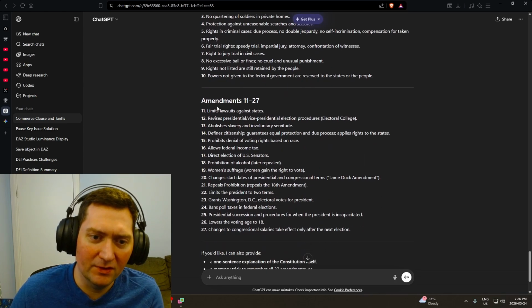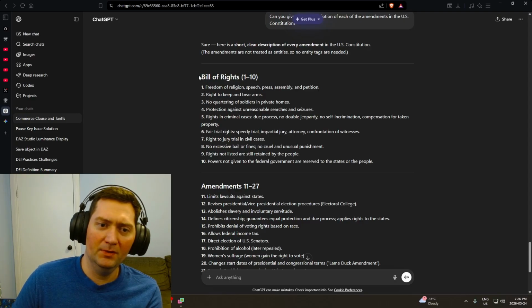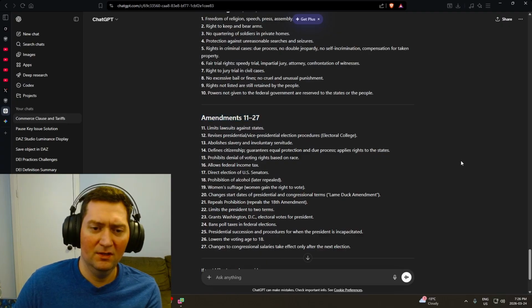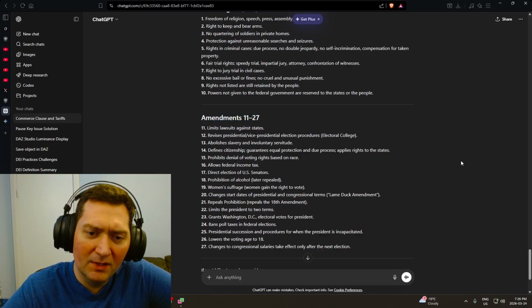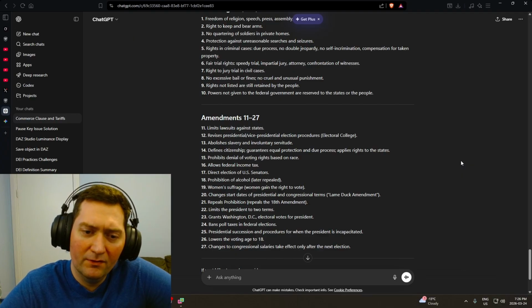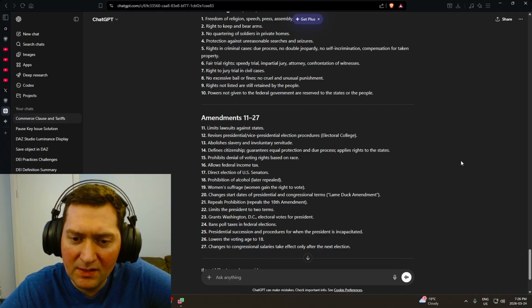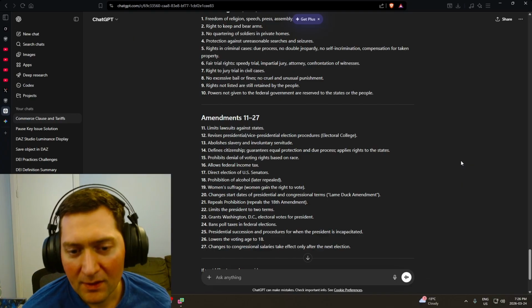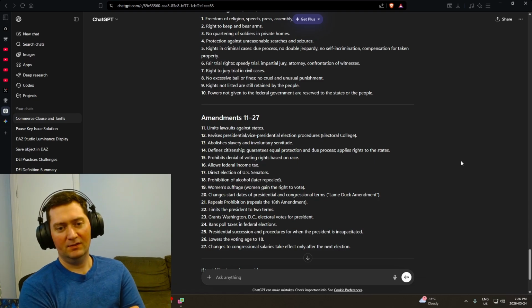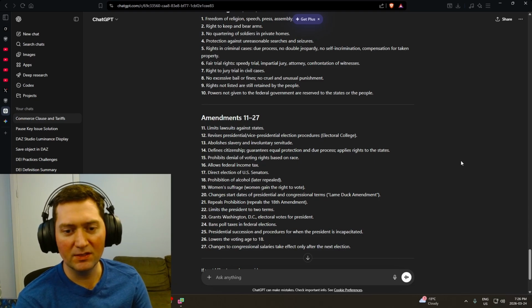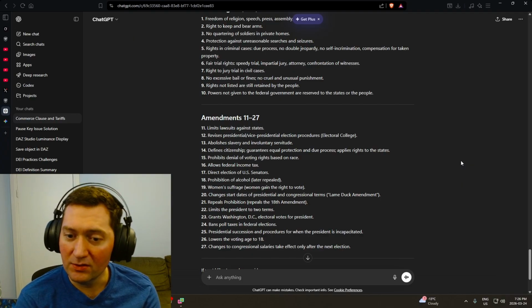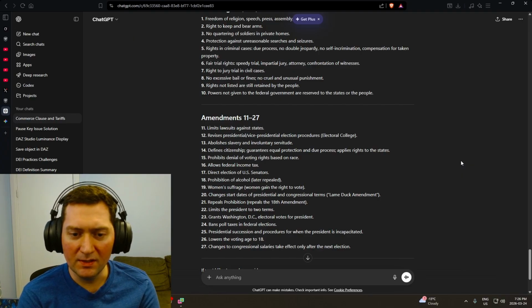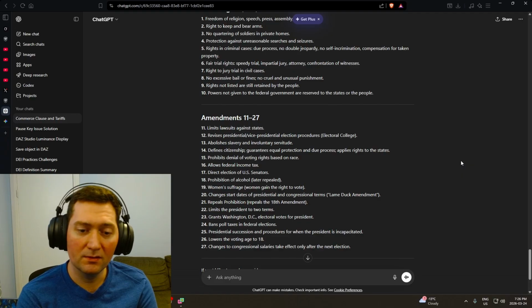Okay, so there's 27 total. Bill of Rights, and these are amendments, so things that are added later on. 11 limits lawsuits against states. 12 revises presidential / vice presidential election procedures. 13 abolishes slavery and involuntary servitude. 14 defines citizenship, guarantees equal protections and due process, applies rights to the states. 15 prohibits denial of voting rights based on race.